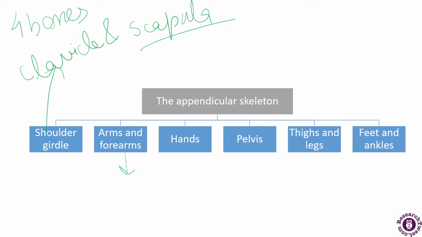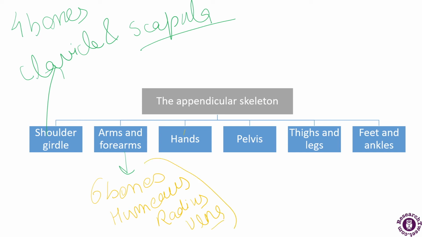Next is about the arms and the forearms. It constitutes about 6 bones, and they further have 3 large bones of the arm, which include the humerus, then the radius, and then the ulna. So these are the 3 bones.